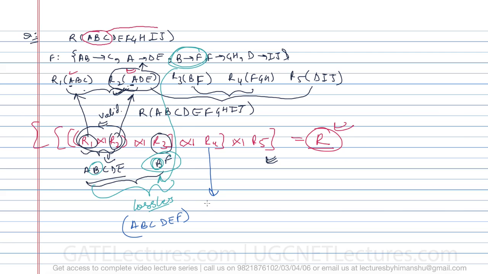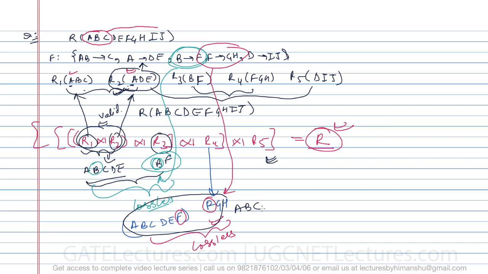And here we have the relation R4, which has the attributes F, G and H. So in these two tables, F is a common attribute, so F should be a key attribute in at least one of the tables. You can see from this functional dependency, F is a key attribute in this table, therefore this decomposition is also lossless. Okay, so next, after this, the attributes we get will be A, B, C, D, E, F, G and H.